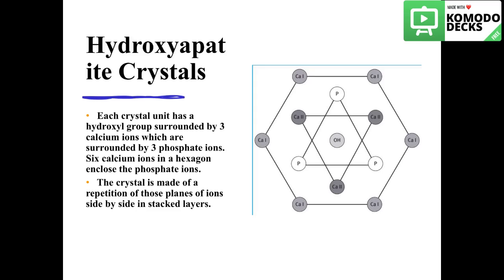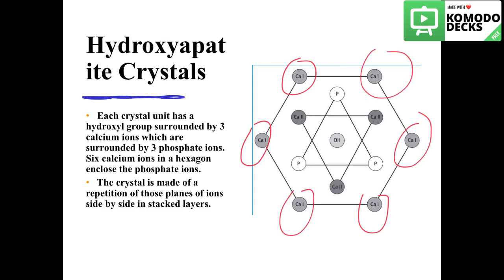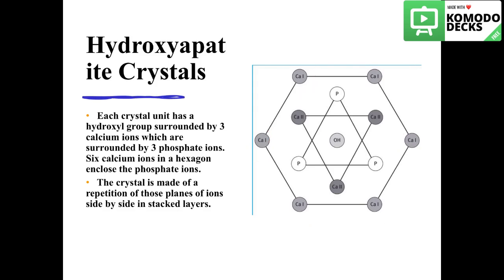Each crystal unit has a hydroxyl group surrounded by 3 calcium ions, which are surrounded by 3 phosphate ions. 6 calcium ions in a hexagon enclose the phosphate ions. The crystal is made of a repetition of those planes of ions side by side in stacked layers.